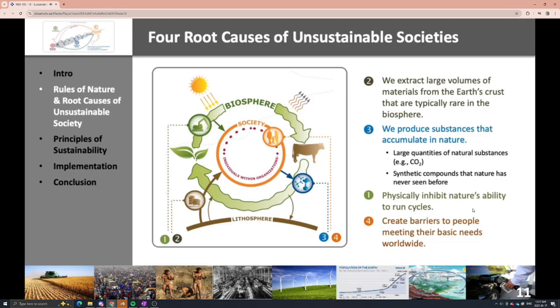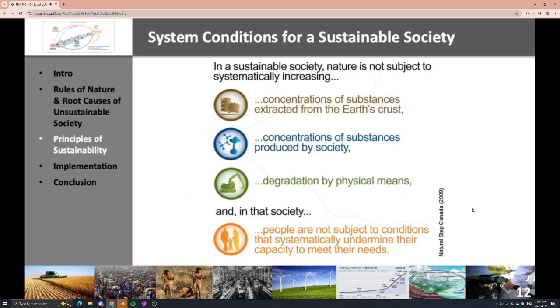So this is where we're at right now, and it's obviously not a great place to be. But the real issue is, how are we going to solve these challenges? Because we know we have to solve them. The simple answer is, just stop doing these things. And this brings us to the system conditions for a sustainable society.